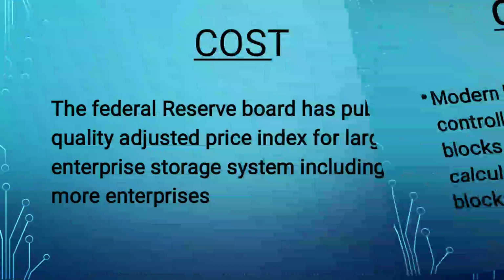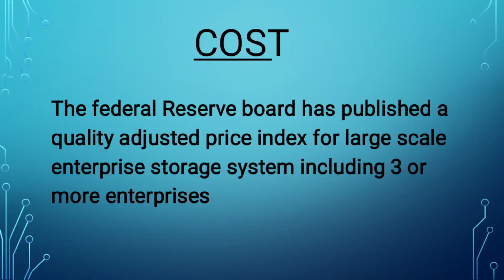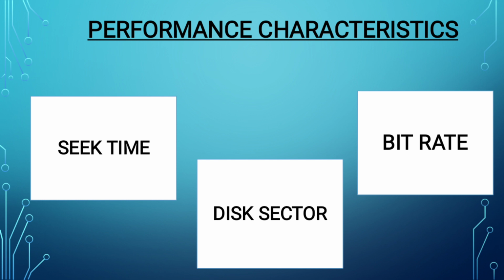Now moving to cost or SSD price. SSD price per byte improved at the rate of minus 40% per year during 1988 to 1996, minus 51% per year during 1996 to 2003, and minus 34% per year during 2003 to 2016. The Federal Reserve Board has published a quality adjusted price index for large scale enterprise storage systems including three or more enterprise drives. Now discussing performance characteristics.